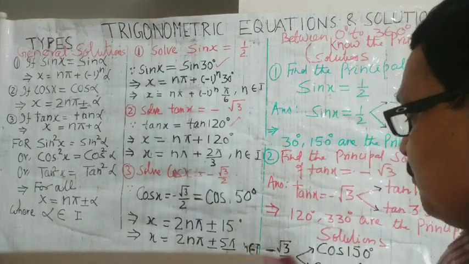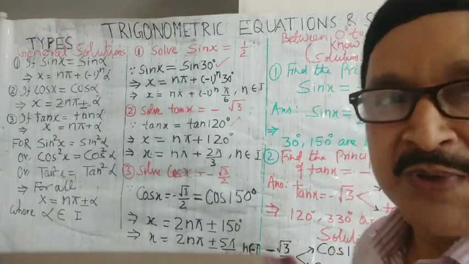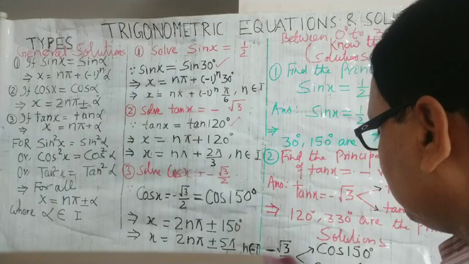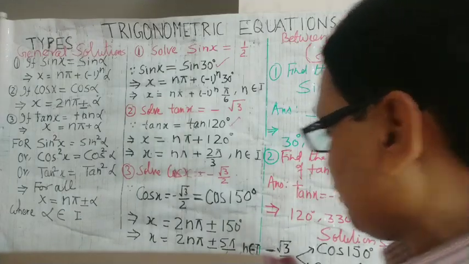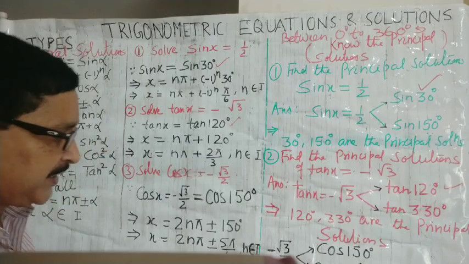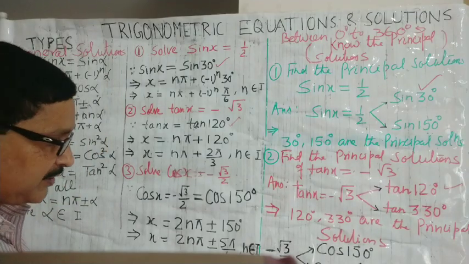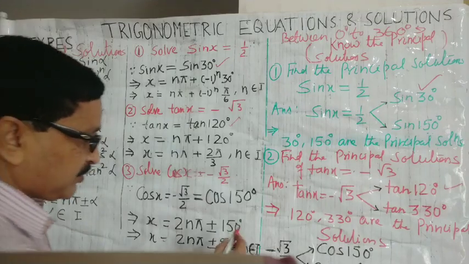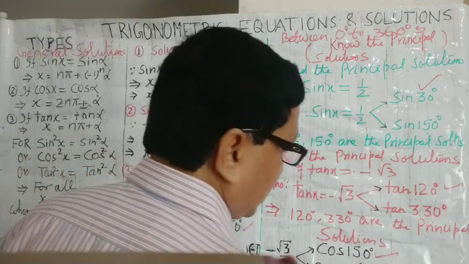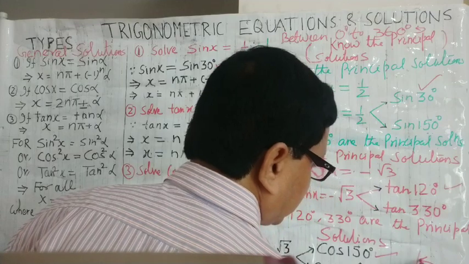Solve cos x is equal to minus root 3 by 2. Just see, minus root 3 by 2 are the two values of cos 150 and cos 210. Cos is negative in the second quadrant as well as in the third quadrant. So, these are the two values. We have to select 150, the first value.